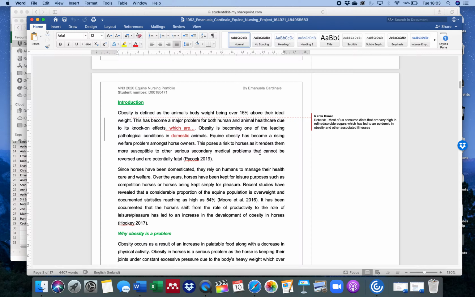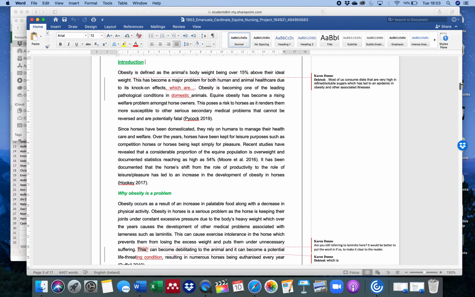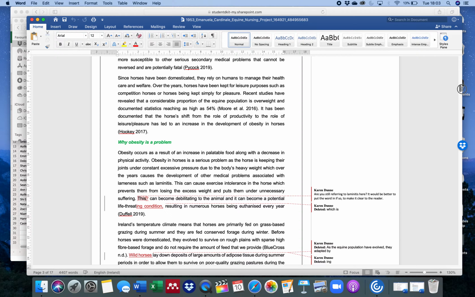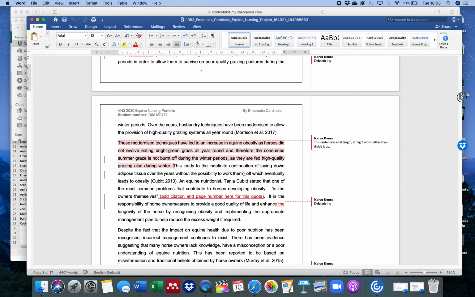So you've started off by explaining that obesity is an increasingly prevalent problem in the horse population. Would be no harm if you can get some stats on Irish horses. That would be helpful. They may not be available. If not, UK is probably the most equivalent, but it is important to put in what country the data you're using was collected in. That's helpful.